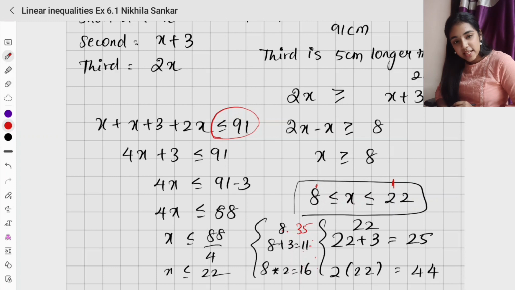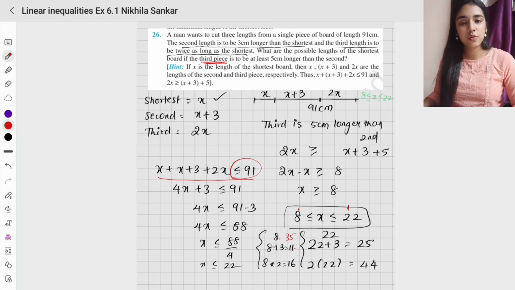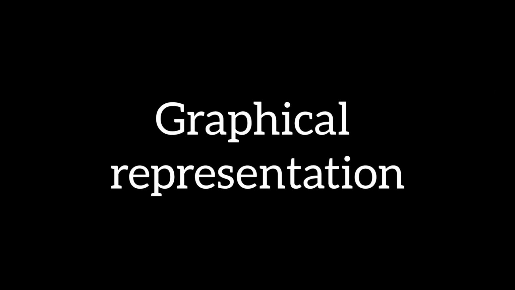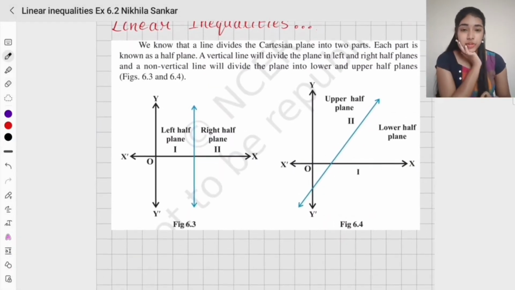Correct? So that 91 satisfies the given equation because it is less than or equal to 91. Okay. So with this we are done with the first exercise. Next exercise we'll deal with graphs, how to solve linear inequality graphs. Next exercise, linear inequalities. Now we are going to deal with graphs.